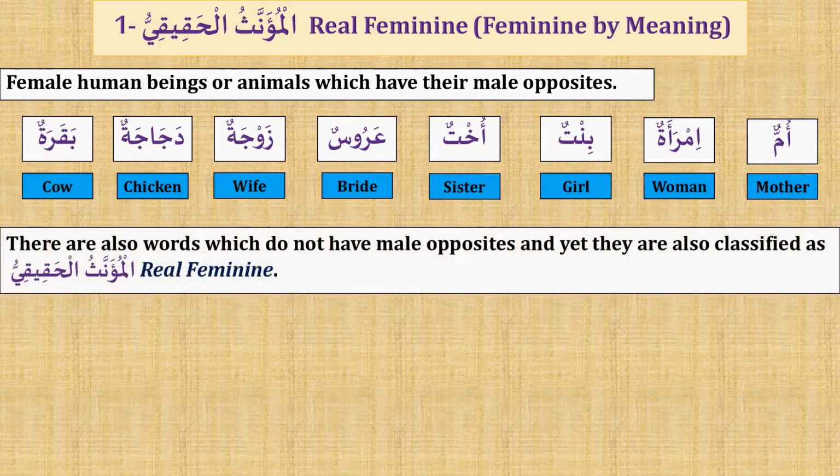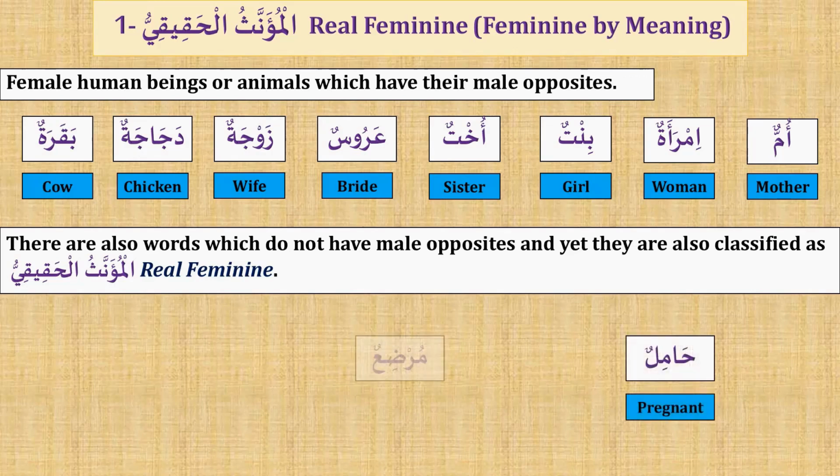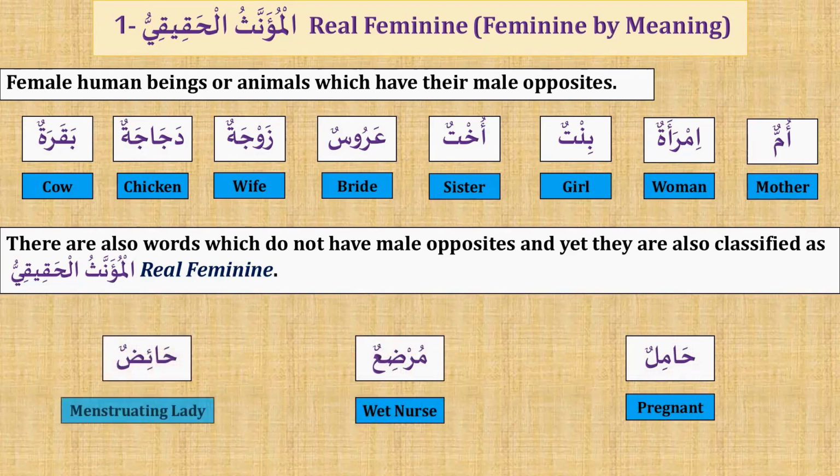There are also words which do not have male opposites and yet they are also classified as al-muannath al-haqiqi, real feminine. Examples: hamilun, pregnant. Murdi'un, wet nurse. Ha'idun, menstruating lady. These terms are only used for ladies.